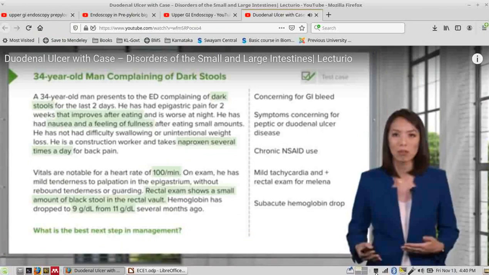Then what else you should note in this case chart? Hemoglobin has dropped to 9 from 11, which was there several months ago, which means there is a subacute hemoglobin drop. That's what they are telling, which means he is having this bleeding for some time. That's why he is having a hemoglobin drop as well as dark stools. So what is it telling us? He is having a peptic ulcer, and that too it is bleeding. Sometimes the ulcer can bleed. So now what is the best next step in the management? What should be done to this patient?